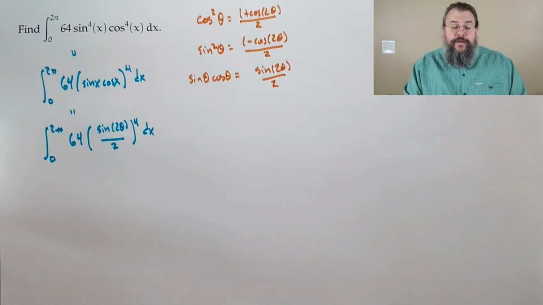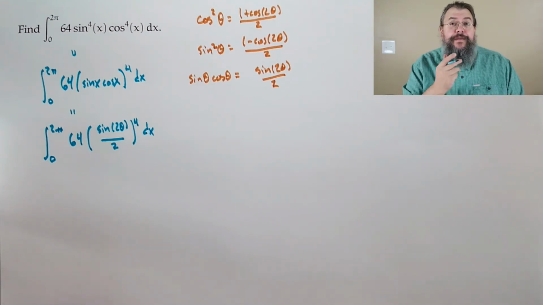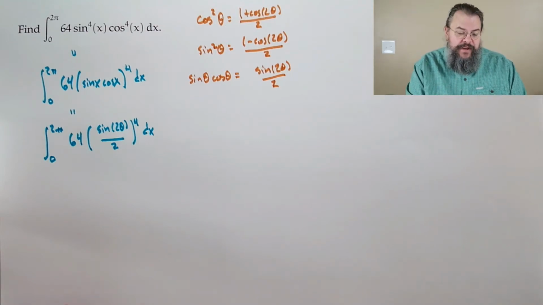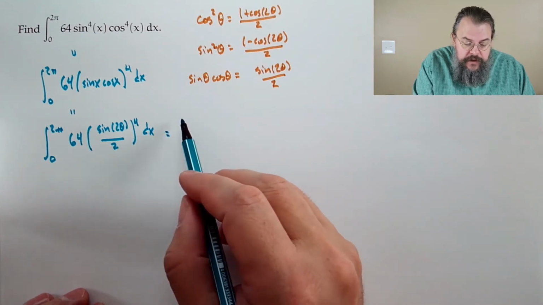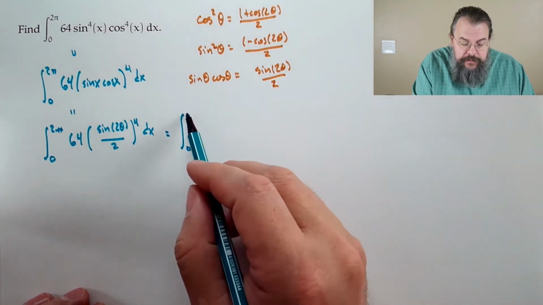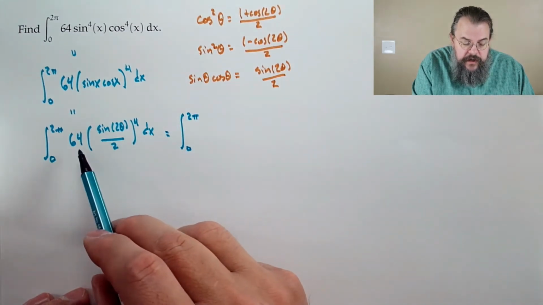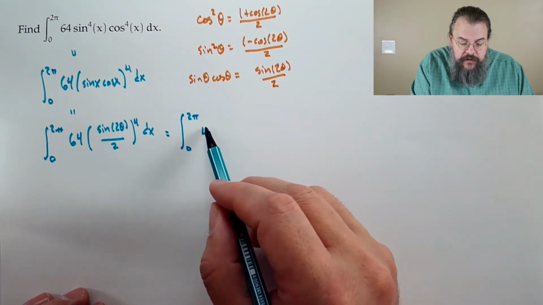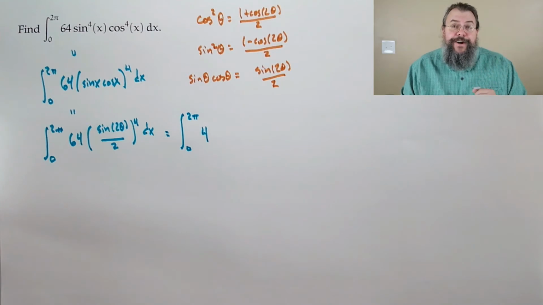Progress. Wonderful progress. Now, 2 to the 4th is 16. There's a 64. Well, that's very convenient. Almost as if someone had planned it that way. Well, yeah, because it was planned that way. So, when we divide, what do we get? Well, this will be 0 up to 2 pi. Now it's going to be 64 divided by 16 is 4. And then we have sine of 2 theta to the 4th power.